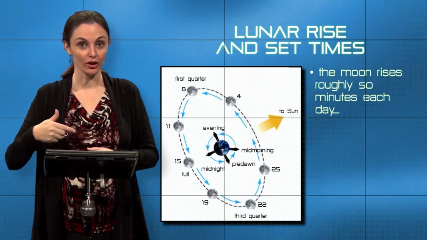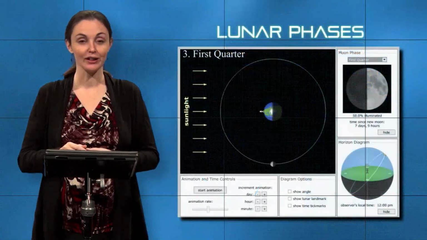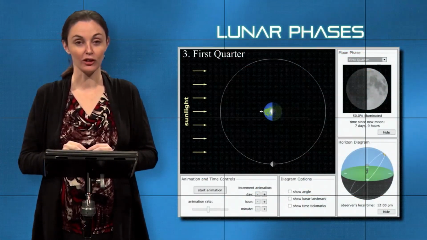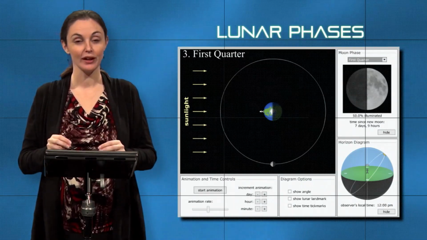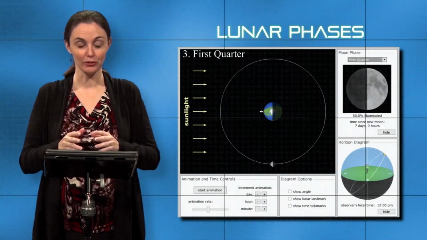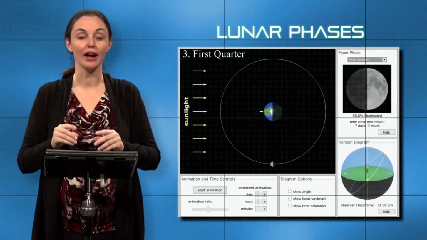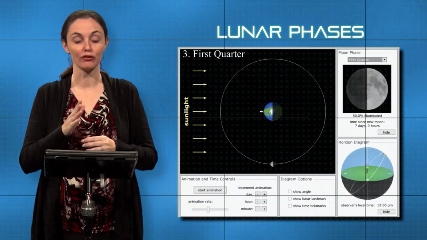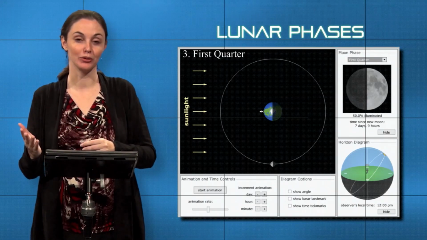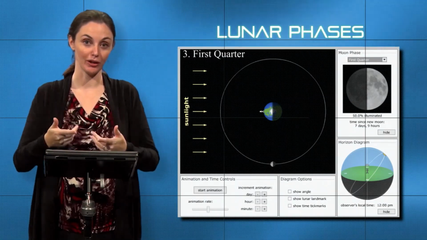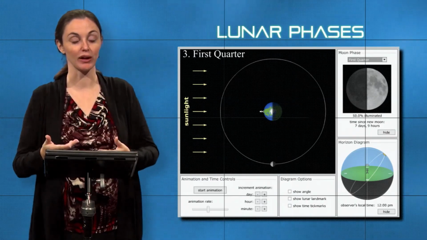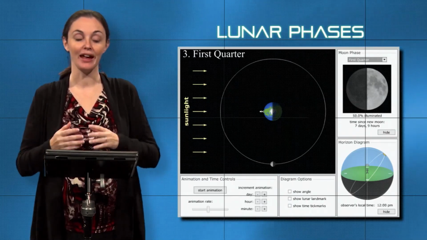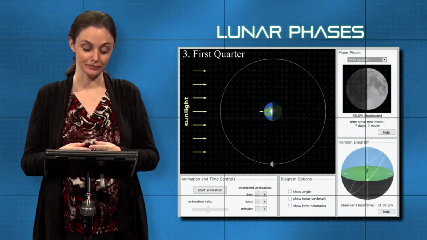So as we go forward another few days, the next phase that we're going to identify is called first quarter. This has the moon most visible and directly overhead at about 6 p.m. And this phase is going to have the right half side of the moon illuminated, at least from our perspective on Earth. And it's always about our perspective when we're talking about these phases. And the left side in shadow.